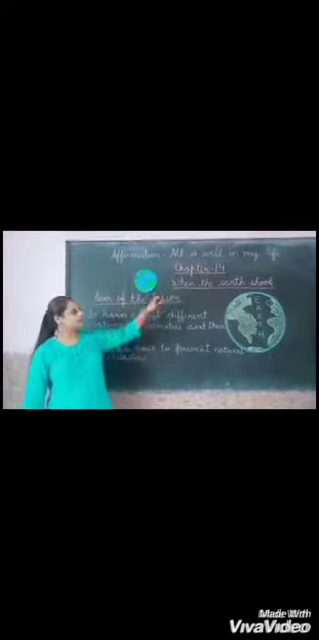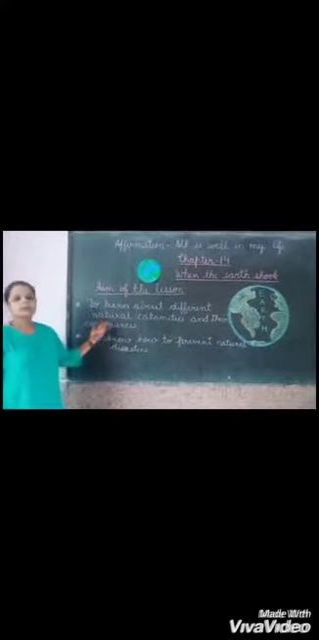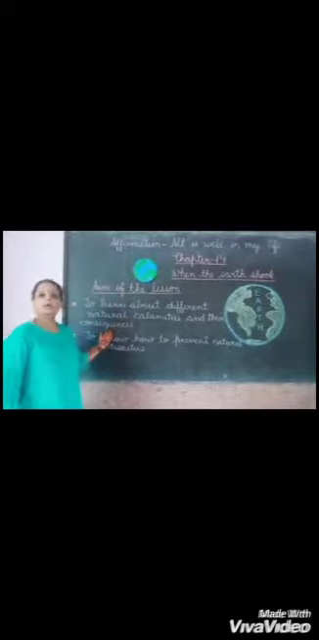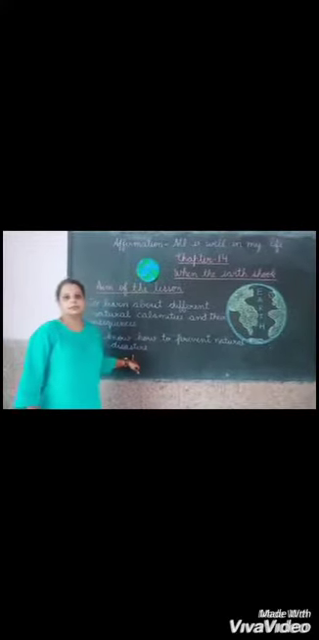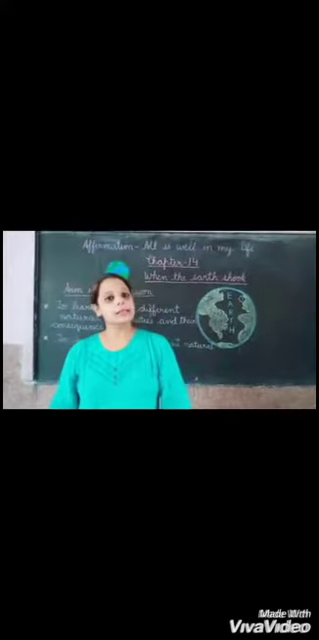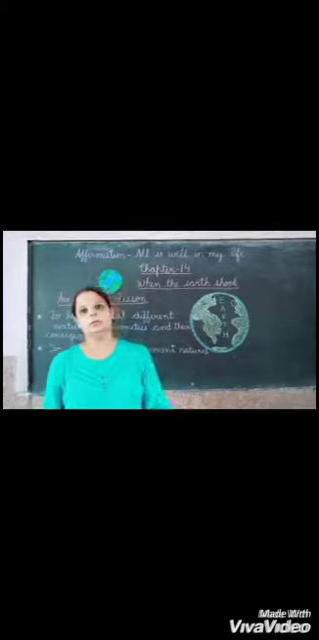Today's chapter is chapter number 14, when the earth shook. Shook means to vibrate. So the aim of the lesson is to learn about different natural calamities and their consequences, and second, to know how to prevent natural disasters. Let's learn more about this chapter through PPT.